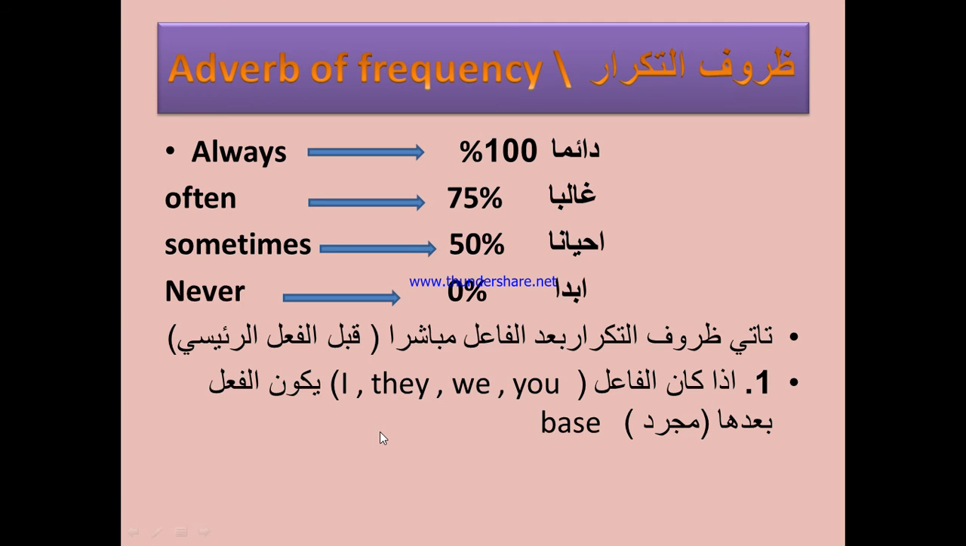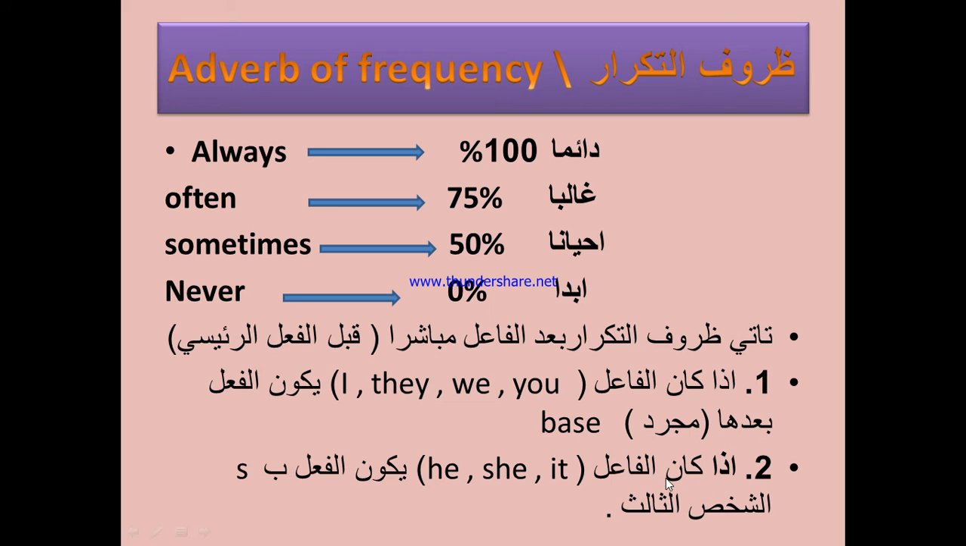Repeat after me. إذا كان الفاعل I, they, we, you، يكون الفعل بعدها مجرد. أوكي، نعيد. تأتي ظروف التكرار بعد الفاعل مباشرة. يعني شنو؟ What does that mean? قبل الفعل الرئيسي، before the main verb. Number 1. إذا كان الفاعل I, they, we, you. Repeat after me. I, they, we, you، يكون الفعل بعدها مجرد. أوكي.